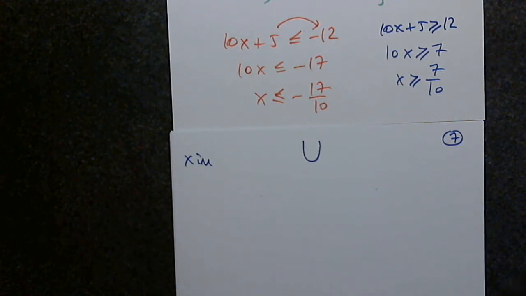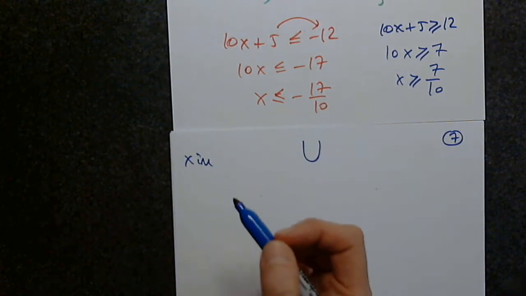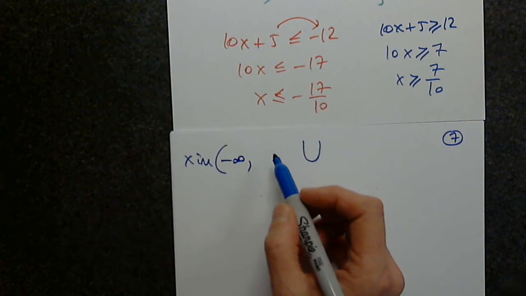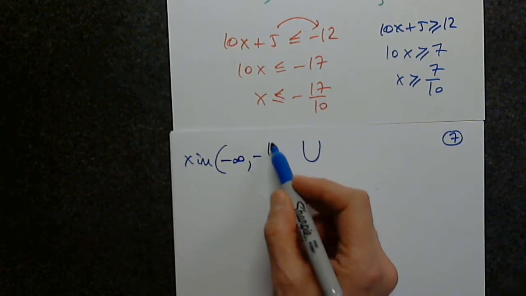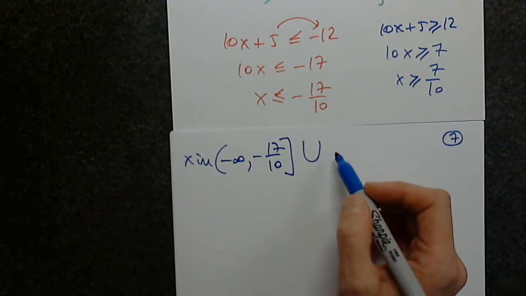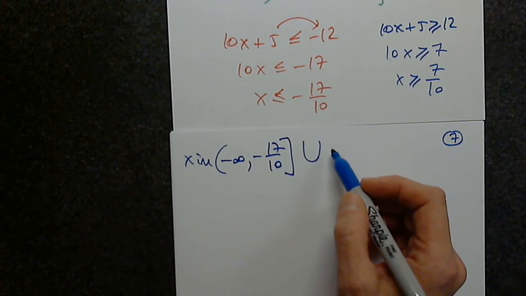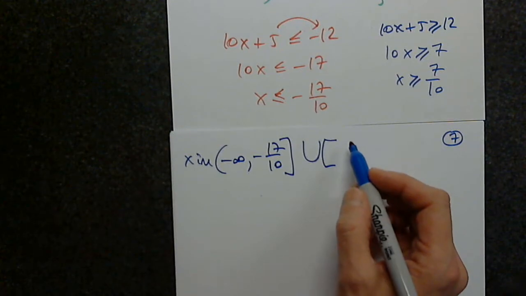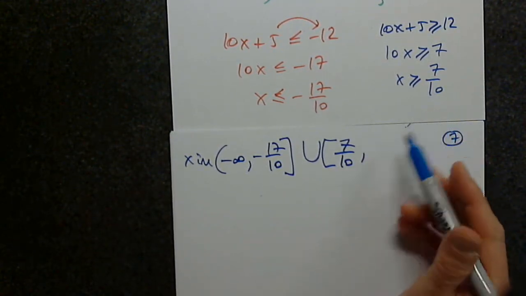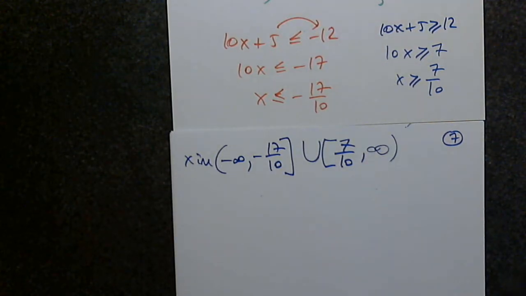Okay. Any questions? Can anyone give us the final solution, please? Would it be negative infinity, then negative 17 with the bracket, and then the bracket, 17 over 10? Then it'd be 7/10. Oh, 7/10. Very good. Awesome. Well done. That's all I needed.